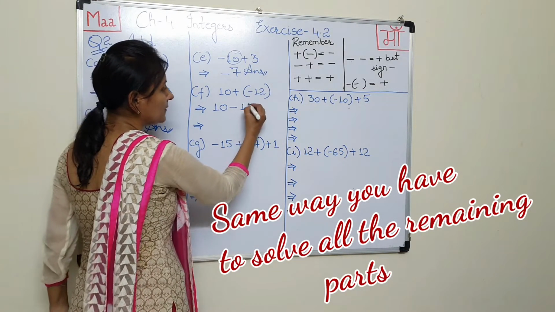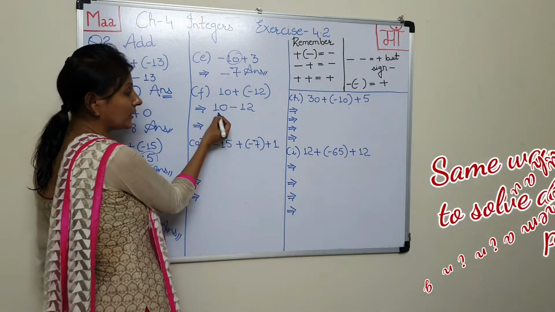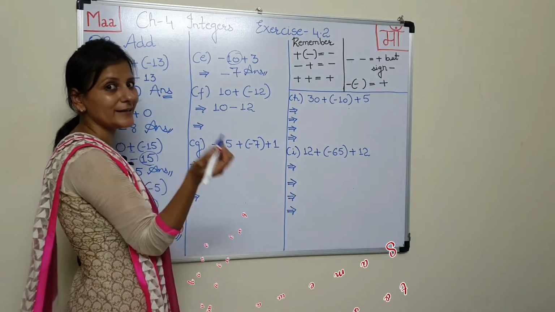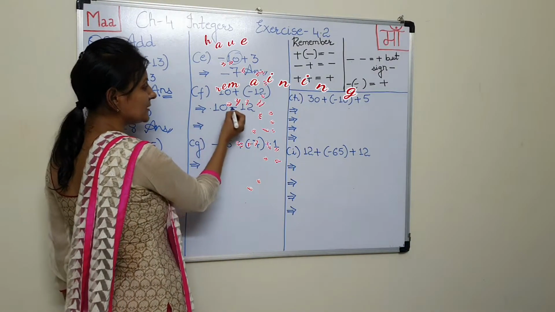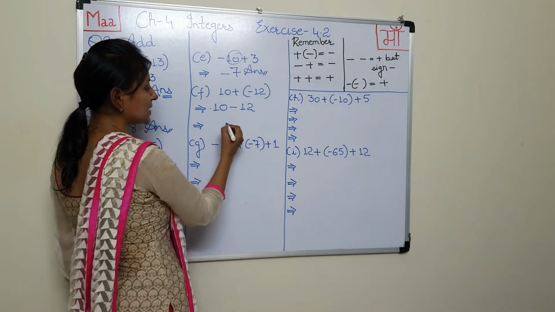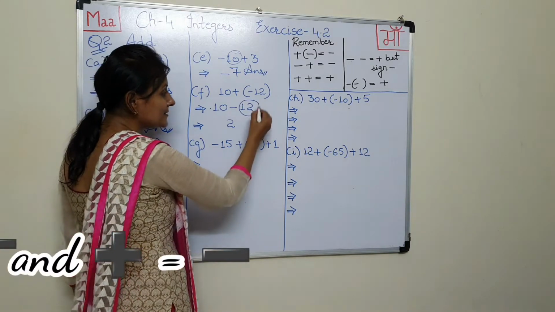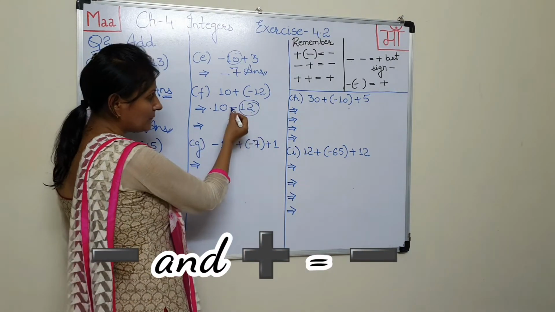Then this 12 will come. Now no sign is with 10. So I told you whenever there is no sign you have to consider it as plus only. So it is plus, it is minus. So plus minus is minus. So subtract 12 minus 10 will give you what? It will give you 2. Now the greater integer is 12 and before 12 is the minus sign.